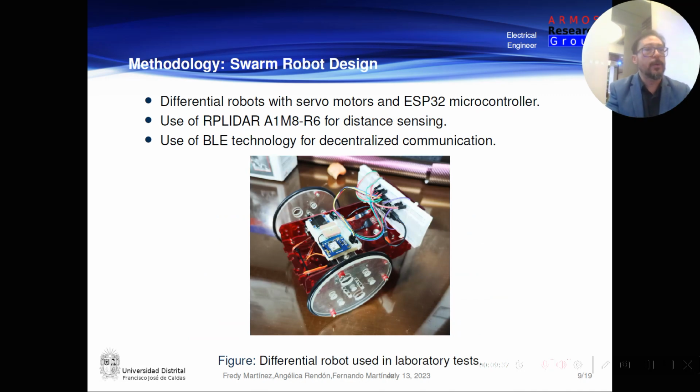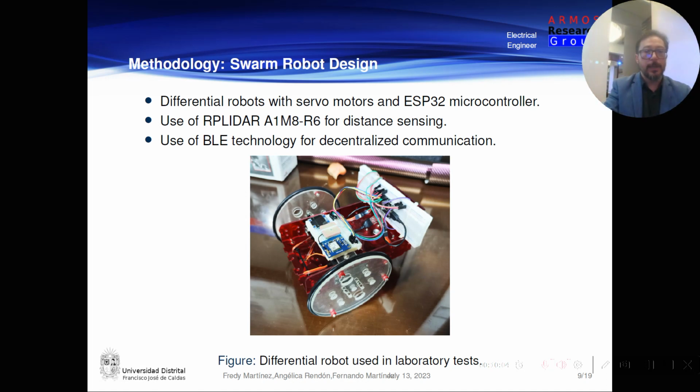This is one of the robots. Like you see, it's really, really cheap. We build these robots with acrylic. We only use two servo motors, one controller, and a couple of sensors. The most important sensor is the LiDAR. We're using a small LiDAR. And we use a microcontroller that actually has communication capability.